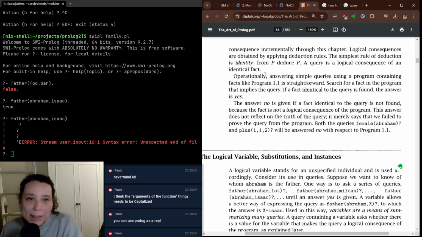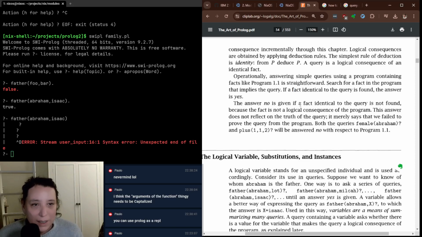Operationally, answering simple queries using a program consisting of facts like program 1.1 is straightforward. Search for a fact in the program that implies the query. If a fact identical to the query is found, the answer is yes. So it's basically looking up whether this exists in our program, and it's true. It does exist, so it's kind of trivially true.